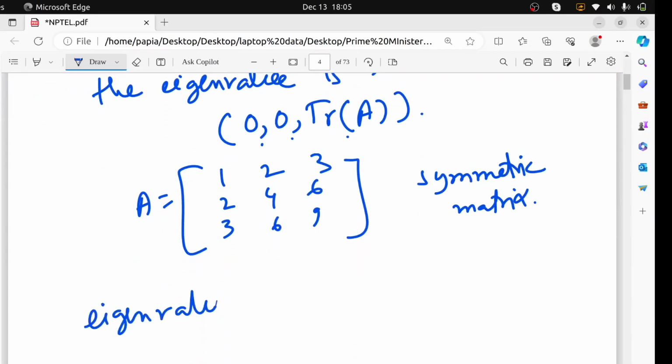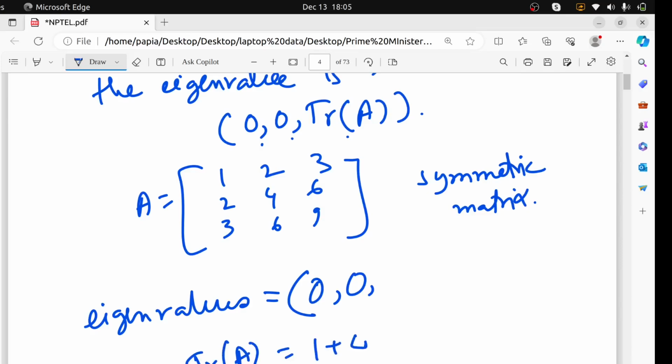The eigenvalues will be, I don't want to use the Cayley-Hamilton theorem and all these things. So what will be the answer? 0, 0, and the trace of it. Then what will be the trace? The trace of A is 1 plus 4 plus 9.